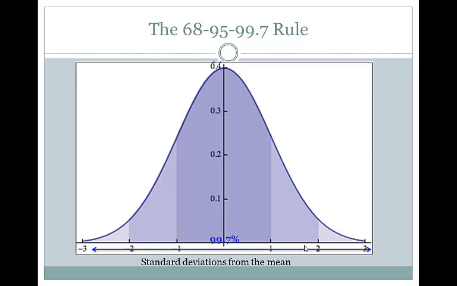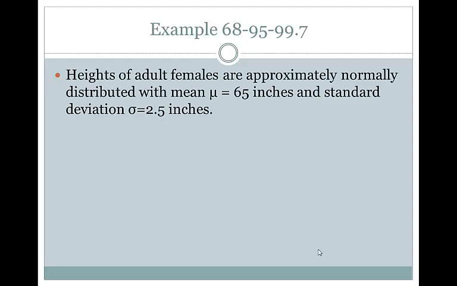So knowing the mean and the standard deviation really gives you a lot of information about the distribution. Remember, the mean is the center, and if we have the standard deviation, we have a pretty good idea of how the data is spread out. 68% within one standard deviation, 95% within two, and 99.7% of the distribution is within three standard deviations of the mean. So let's see an example using that.